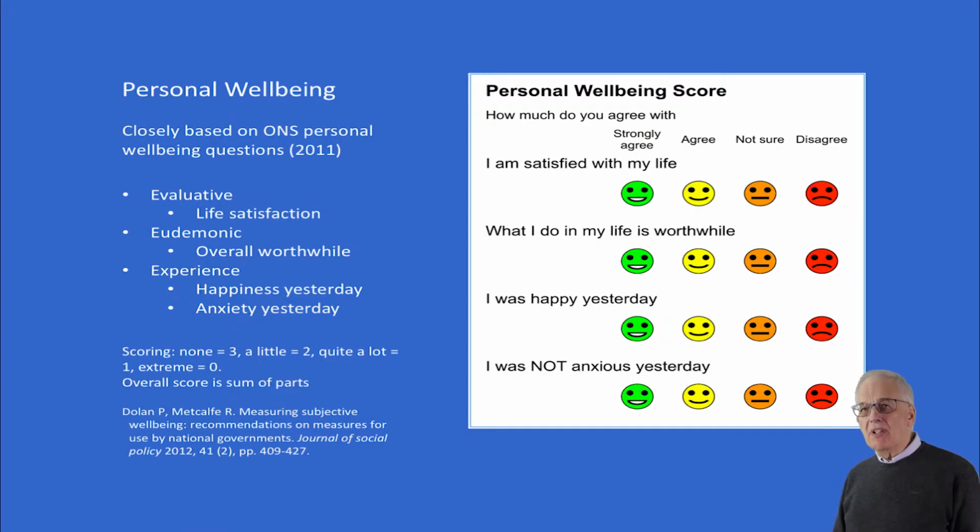The personal well-being score is closely based on the Office of National Statistics personal well-being questions. There are four items. The first is related to life satisfaction. The second is overall worthwhileness. The third is related to how happy you were yesterday, and the final one is about your level of anxiety. And the scoring system is very similar to How Are You.